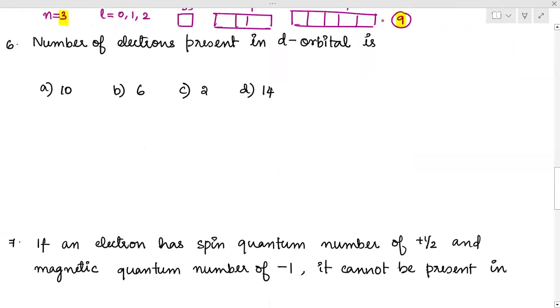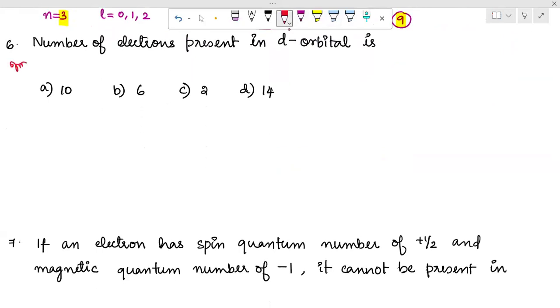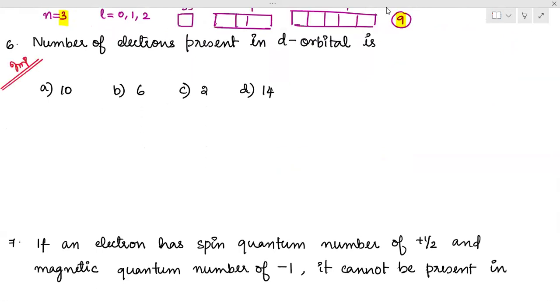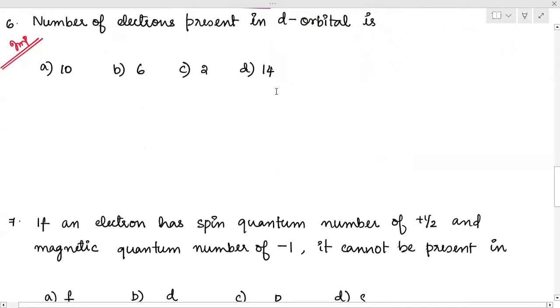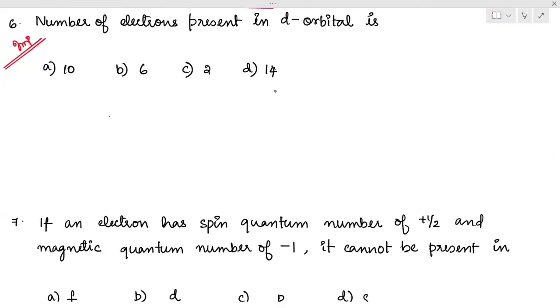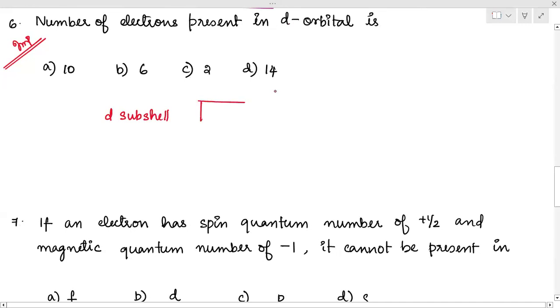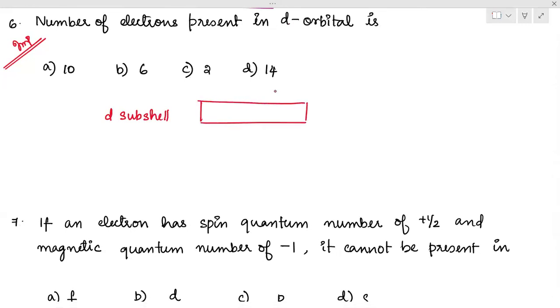Many students have made mistakes in this particular question, so mark this question as important. Read the question first and try it on your own before you watch the solution, please. The question says, the number of electrons present in d orbital is. Now you know that the d subshell has got 5 orbitals, and each orbital can accommodate 2 electrons.